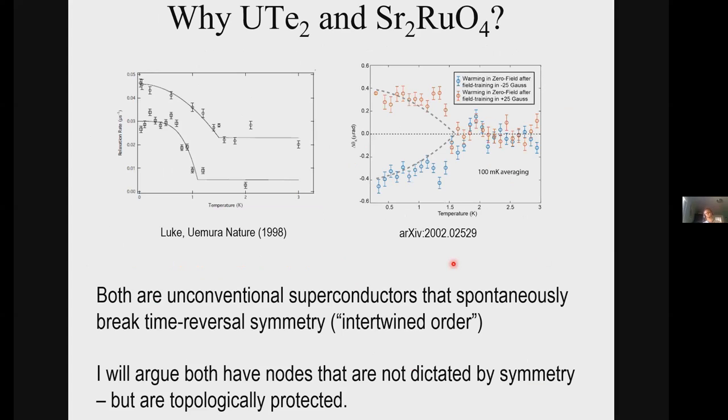Okay, so why these two materials? Well, the main reason I want to talk about them is that they both have experimental evidence that they break time reversal symmetry. Here I show the original data from Graham Luke and co-workers for strontium-ruthenate, where he's measuring the μSR relaxation rate as a function of temperature. And you can see that as you go below Tc, you see an onset of this μSR relaxation rate, which tells you that there's some sort of magnetism forming inside the superconducting state.